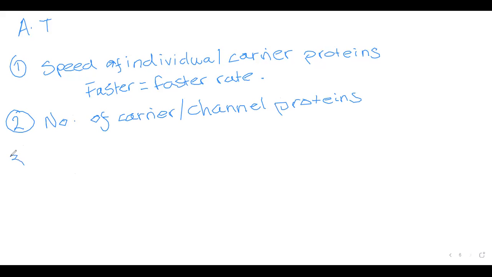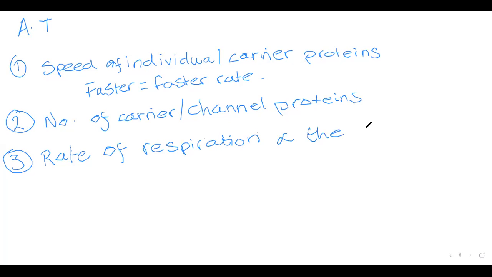And then finally, this one's very different from anything in diffusion. The rate of active transport relies on the rate of respiration. Now, that might seem a bit obscure at first, and you might think, well, why does respiration get involved? Well, that's obviously because of the rate of respiration and the availability of ATP.